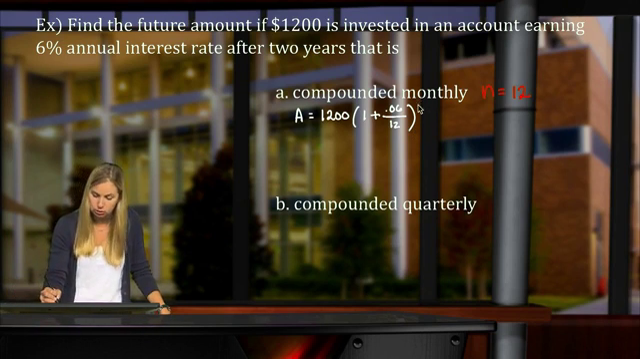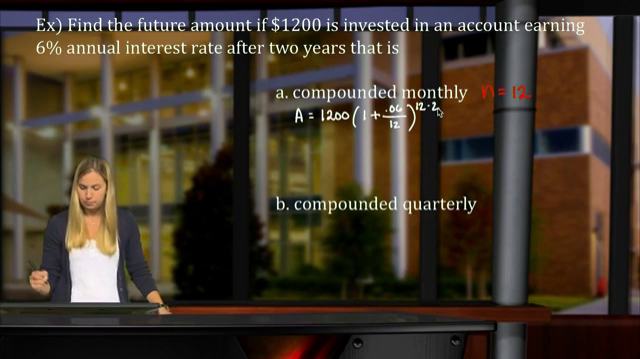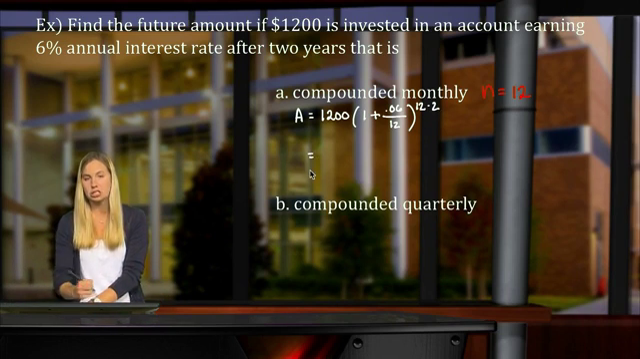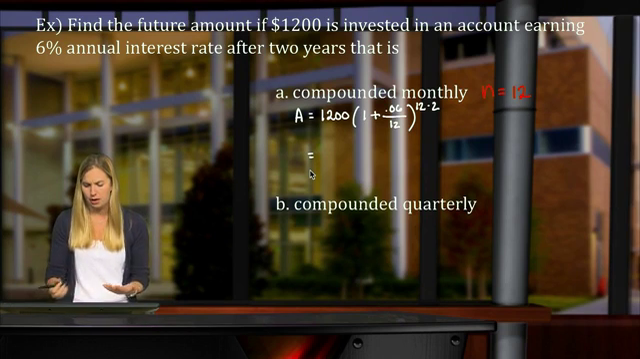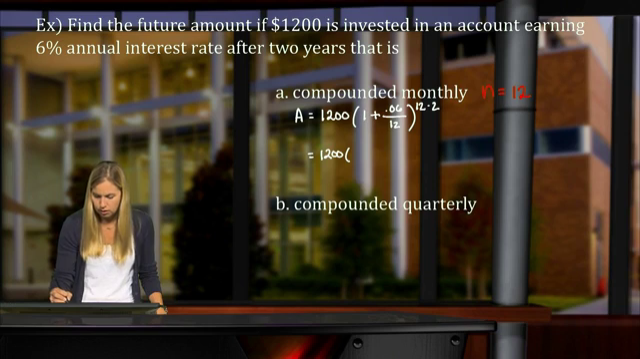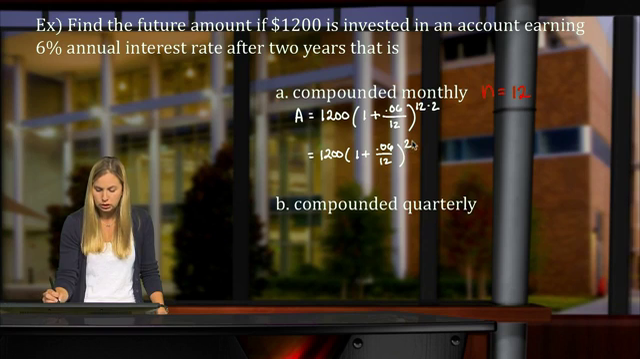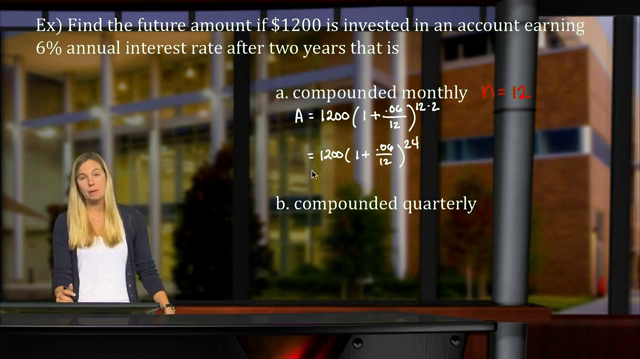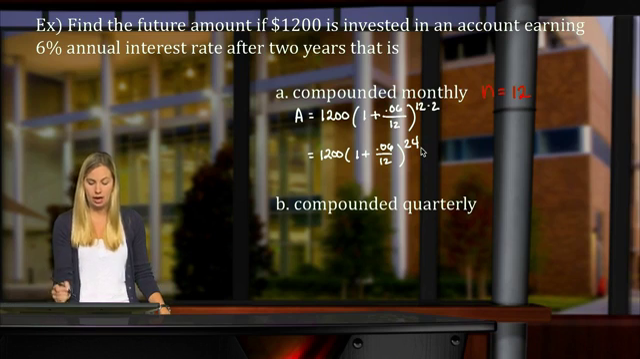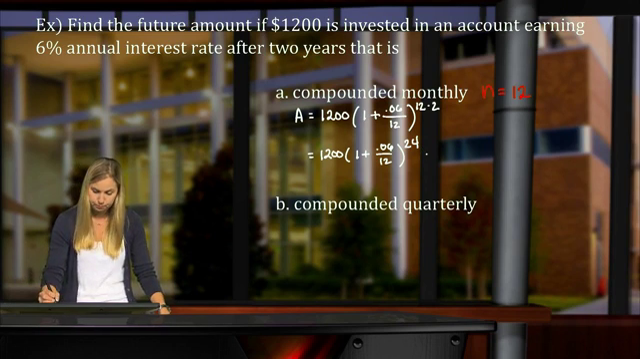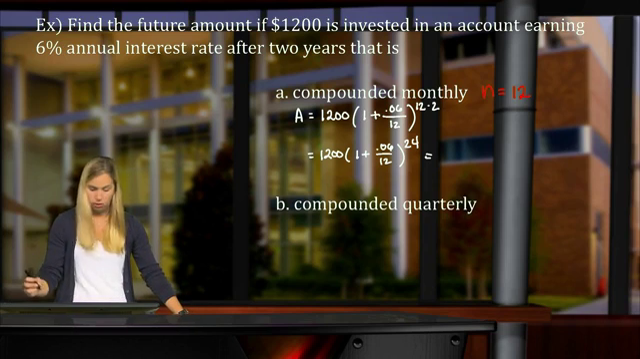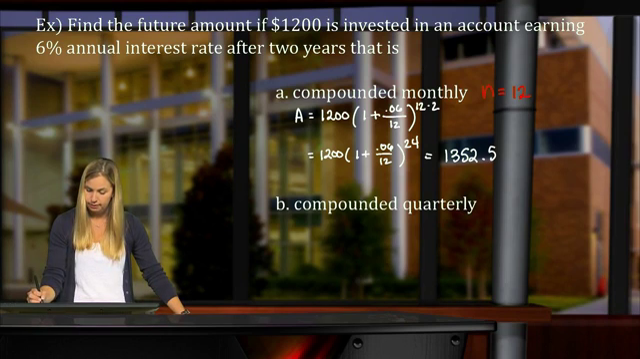or 12 times 2. Now, before you type this in your calculator, I would encourage you to do some mental math on your own. Specifically, 12 times 2 is 24. And when you're typing this in, you might be able to type the entire thing in all at once. Otherwise, simplify inside the parentheses first, then apply your exponent, and then multiply by your coefficient of 1200. When you do this, you should get an amount of $1,352.59.